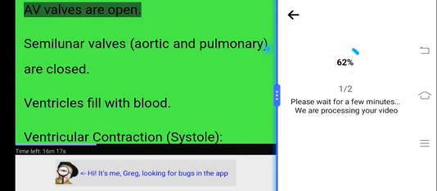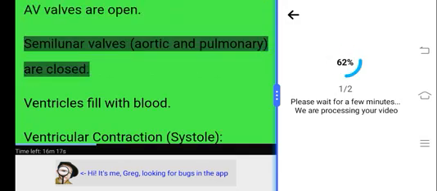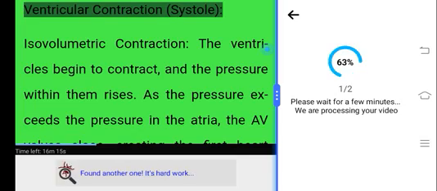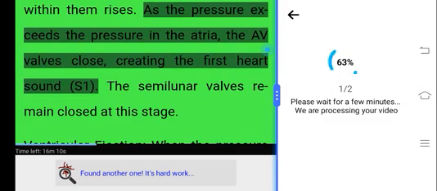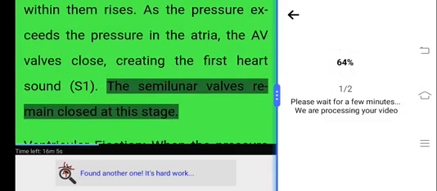Key events: AV valves are open. Semilunar valves, aortic and pulmonary, are closed. Ventricles fill with blood. Ventricular contraction, systole. Isovolumetric contraction: the ventricles begin to contract, and the pressure within them rises. As the pressure exceeds the pressure in the atria, the AV valves close, creating the first heart sound, S1. The semilunar valves remain closed at this stage.